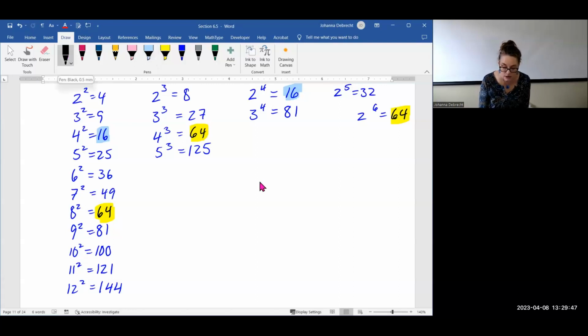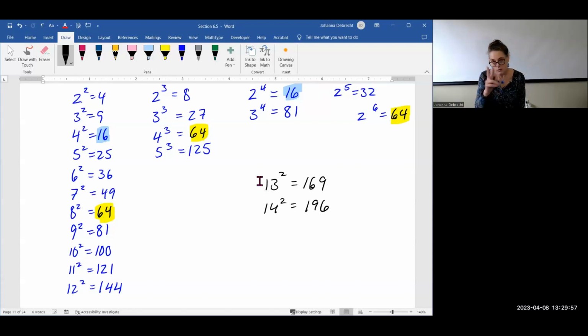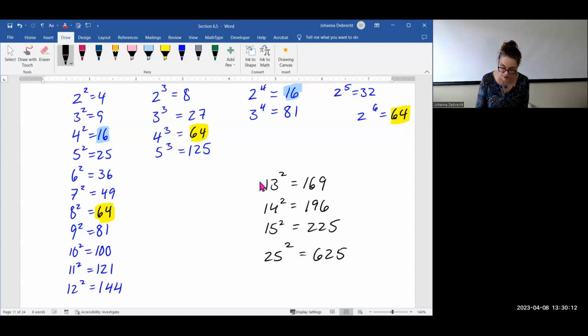Some that are nice to know would be 13 squared is 169 and 14 squared is 196. You just reverse the latter two digits. And then 15 squared is 225. And like I said, 25 squared is 625, but because 25 is 5 squared, 5 squared squared is 5 to the 4th. And that's, of course, also 625. So that becomes a nice one to know as well.